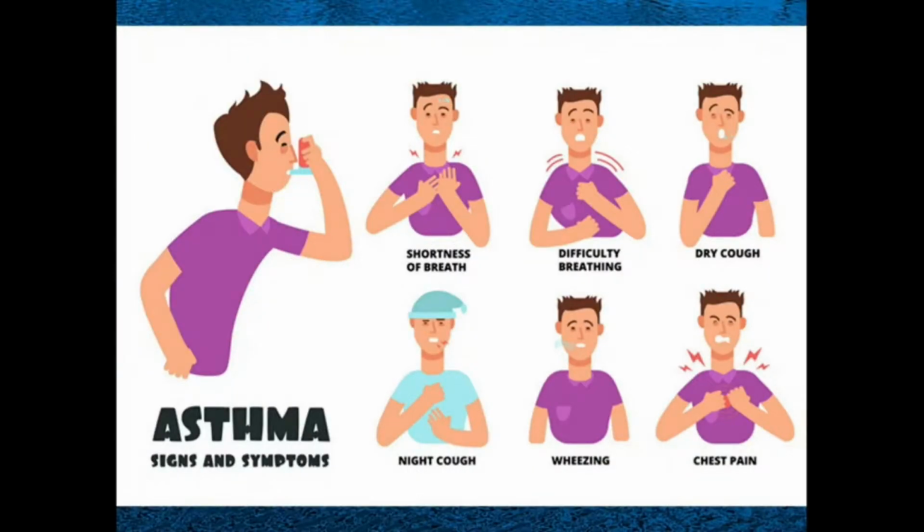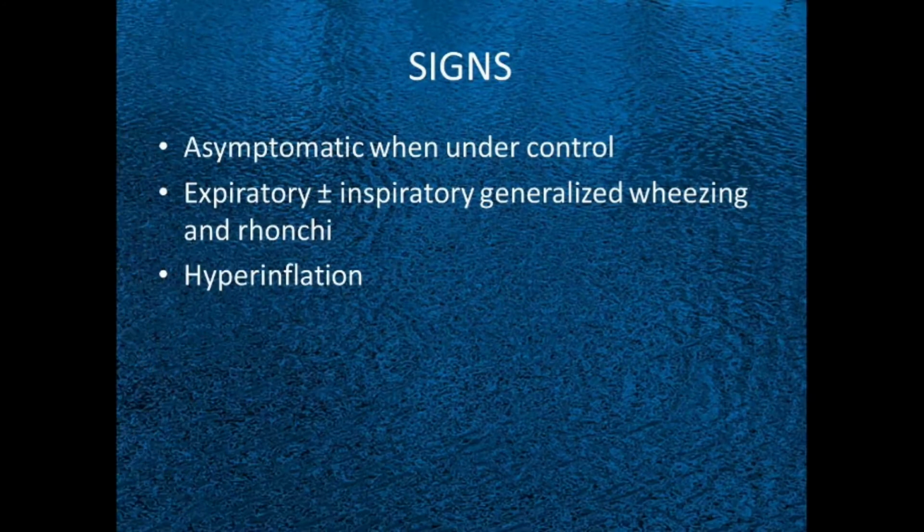So this is a picture which shows the main symptoms and signs of asthma, that is shortness of breath, difficulty breathing, night cough, dry cough, wheezing, and chest pain. Signs: asymptomatic when under control, expiratory with or without inspiratory generalized wheezing and bronchi, and hyperinflation.